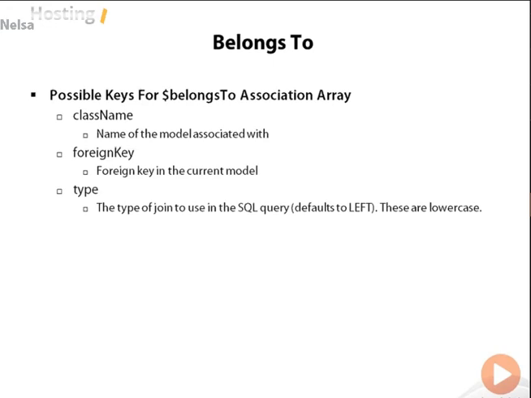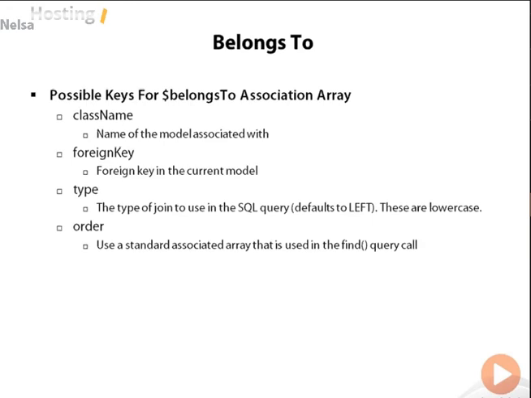The next possible key is type. The type indicates what kind of a join the SQL query will use. This defaults to left join. If you were to indicate a different type of a join, you will set the type equal to that particular join, but it must be in lowercase.